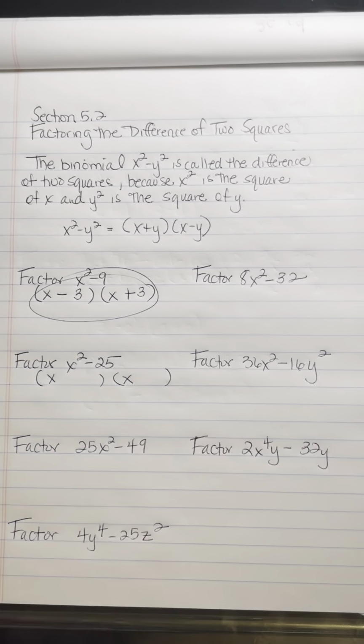What if you saw one that said factor 8x squared minus 32 and you're thinking, well, Miss Thomas, that's not a perfect square. When I think of my timetables, I don't know any timetable that gives me 8 or 32. 6 times 6 will give me 36, but they asked for 32. So what we want to do first is let's factor first. Find a greatest common factor.